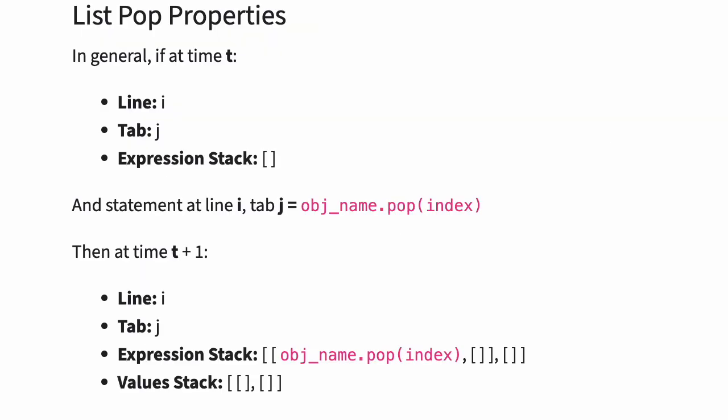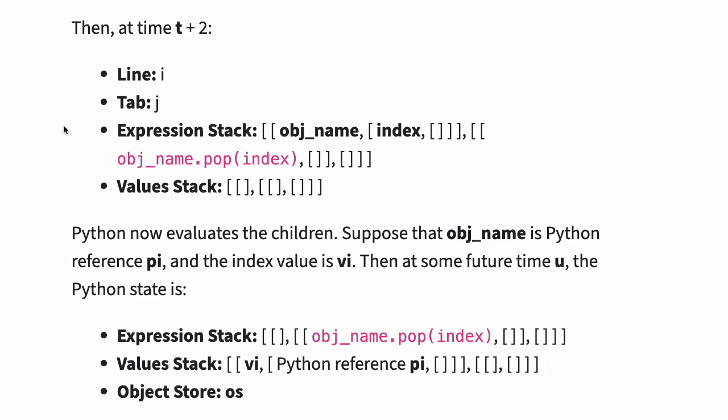In general, if at time t the line is i, the tab is j, and the expression stack is empty, and the statement at line i tab j is objectName.pop(index), then at time t plus 1, the pop operation is pushed into the expression stack, and the value stack is initialized. Then at time t plus 2, Python pushes object name and index into the expression stack. Python now evaluates the children.